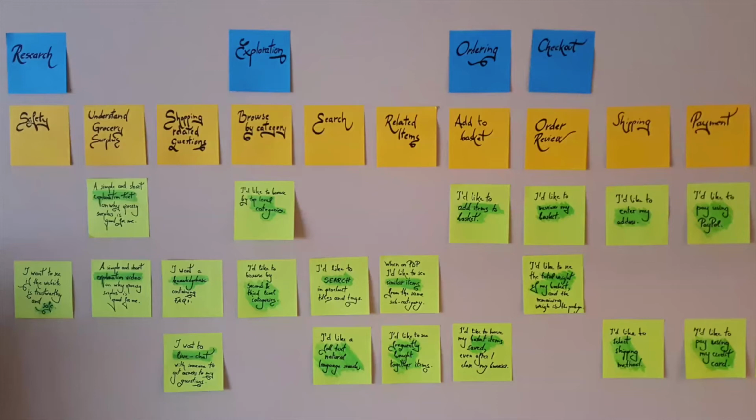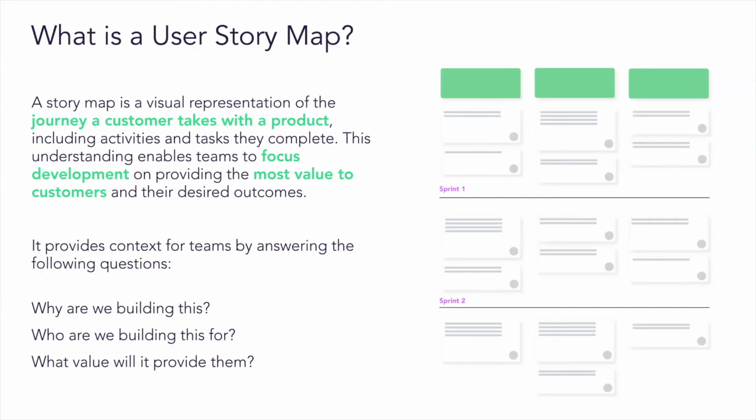And many of you have seen the user story mapping process on Post-it notes within your own offices. Now, for those of you who aren't familiar with user story mapping, well, what is a user story map? Well, a user story map is a visual representation of the journey a customer takes within a product. Now, this includes activities and tasks that they complete, and having an understanding of this enables teams to focus development on providing the most value to customers and their desired outcomes.